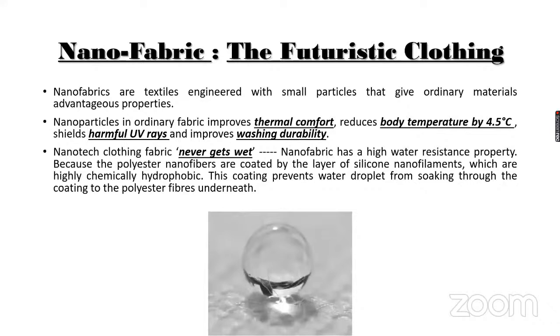Another amazing property is that nanotech clothing fabric never gets wet. Nanofabric has a high water resistant property because the polyester nanofibers are coated by silicon nanofilaments, which are highly and chemically hydrophobic. This is why the coating prevents water droplets from soaking in.